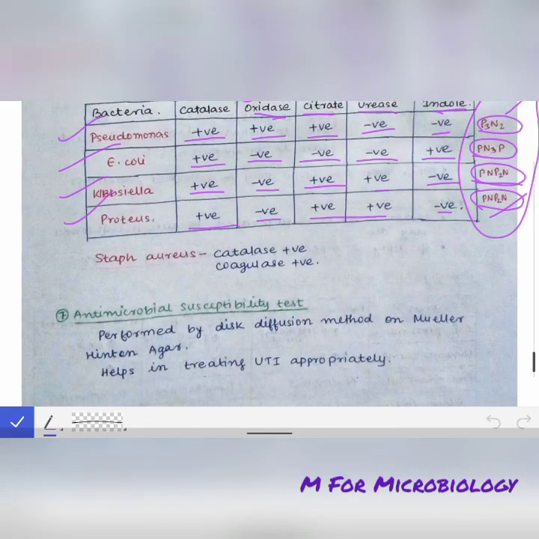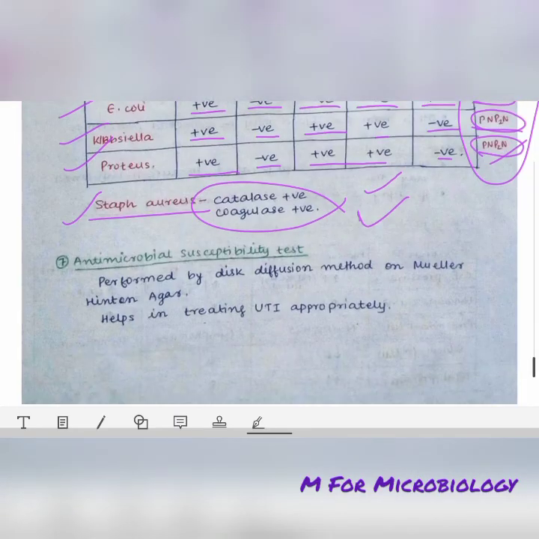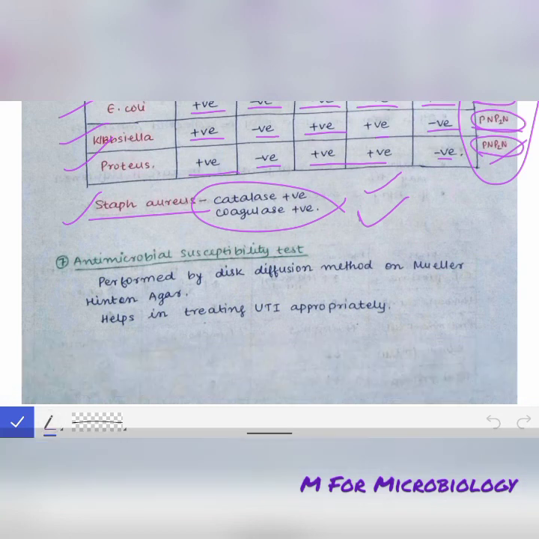Next, we can do the catalase test also. That is not so significant because Staph aureus is not so commonly found causing UTI, but yes, we can do the catalase test and coagulase test. If they come out positive, then it may be Staph aureus. Next is the antimicrobial susceptibility test. We do it by the disk diffusion method on Muller-Hinton agar, MH agar.